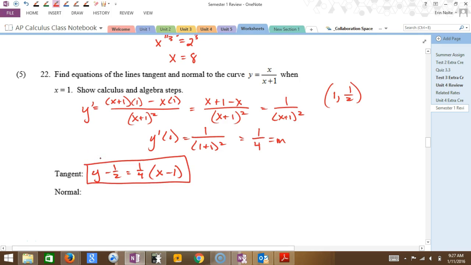Okay, so for the normal line, all I need is the perpendicular slope. 1, the x that's given. Oh, okay, when x is equal to 1. So what's my perpendicular slope?